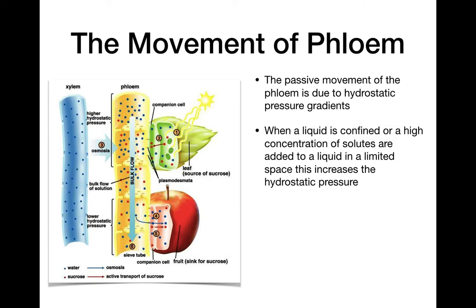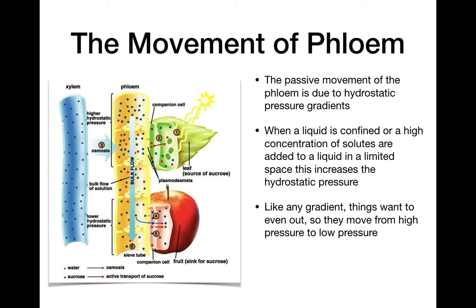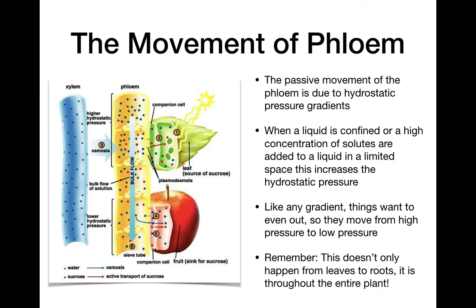Okay, so when any liquid has a high concentration of solutes and has limited space, it's going to have a higher hydrostatic pressure. It's more pressure, there's more water in there as well, and that increases the pressure pushing against the structure of the phloem, the sieve tube element, and that's going to cause it to want to relieve that pressure and move down. So like any gradient, a pressure gradient is like a concentration gradient, it's going to want to move from high to low.